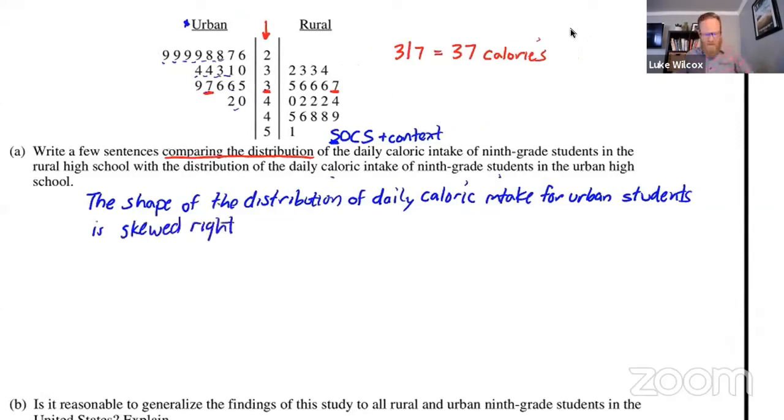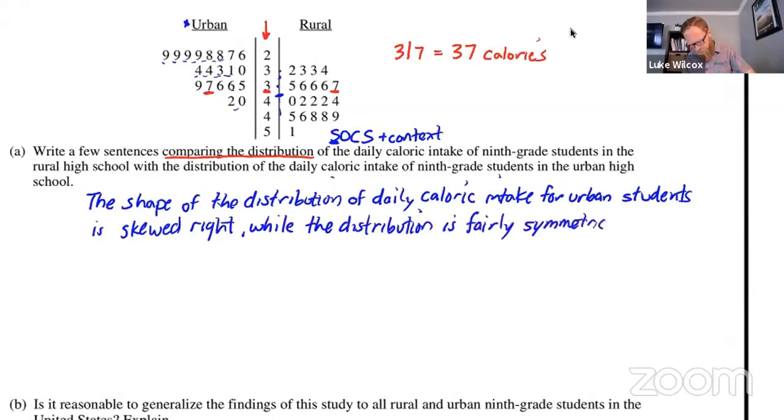Now for the rural students here, if you look, it's maybe got a center somewhere between 30 and 40, and it seems to be sort of equally distributed on either side of that center. So I think I would call that symmetric, or maybe to be a little bit more safe, I'd say fairly symmetric, because it's not going to be perfectly symmetric. So I'm going to say, while the distribution is fairly symmetric for the rural students. So that takes care of comparing the shapes.